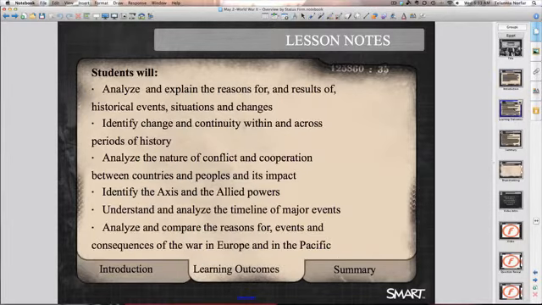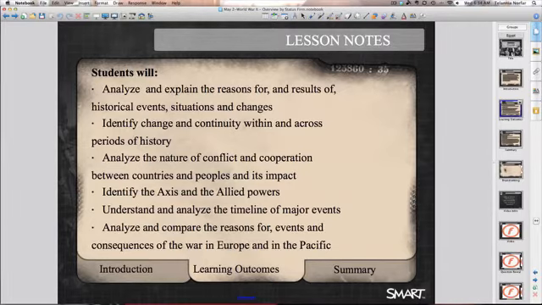Now, you should be able to analyze and explain the reasons for and results of historical events, situations, and changes. Identify change and continuity. Analyze the nature of conflict and cooperation. Identify powers. Understand and analyze the timeline of major events. And analyze and compare the reasons.